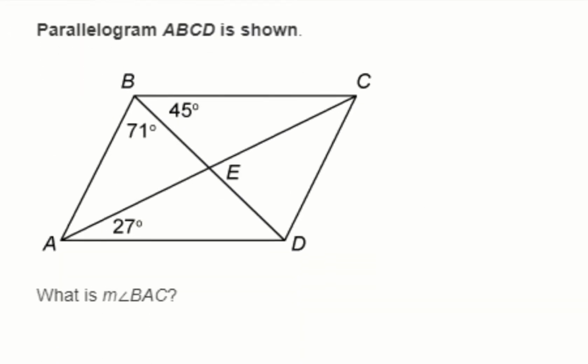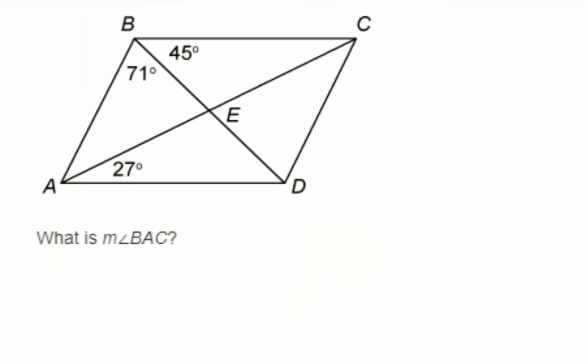All right, so for the parallelogram, it asks what is the measure of angle BAC. So we're looking for this angle right here. We'll just call it x. Now we do know that this angle put together, 71 plus 45, is 116 degrees. And then remember that consecutive angles add up to 180.